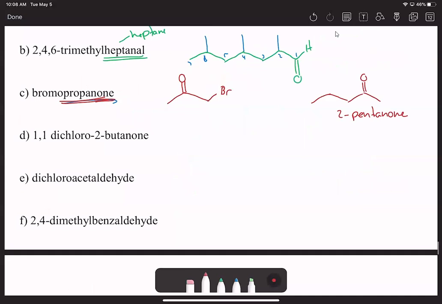Let's look at here. So I have 2-butanone. Let's draw butane first. So there's butane. Carbon number 2, I'm turning it into butanone. And then 1,1-dichloro. Carbon number 1, I'm going to put 2 chlorines there. And I have 1, 2, 3, 4. So 1,1-dichlorobutanone. Benzaldehyde. We're going to skip E for a second.